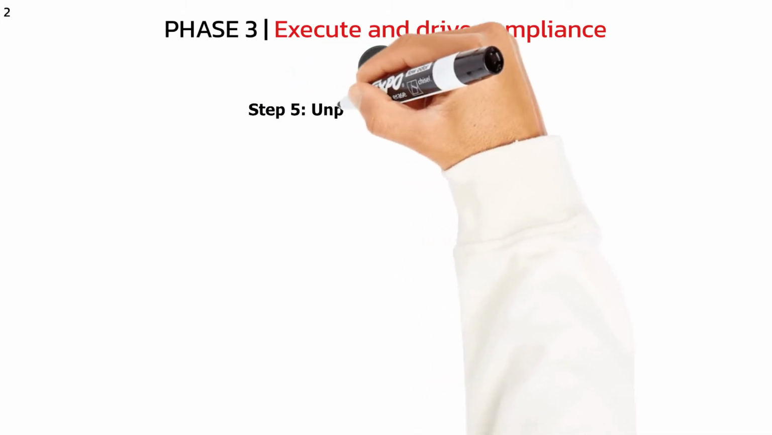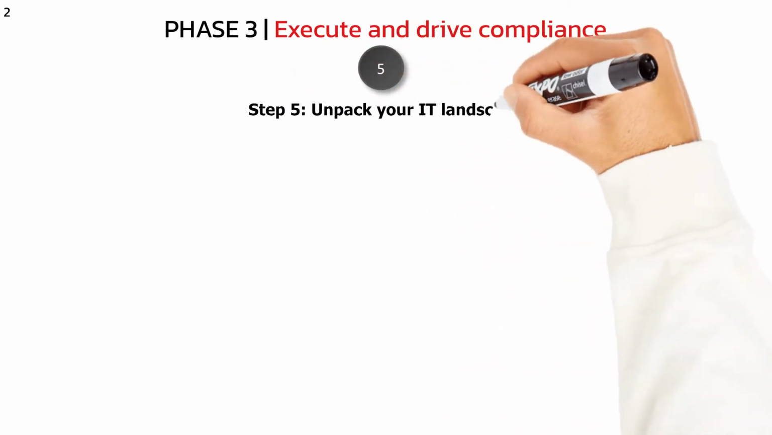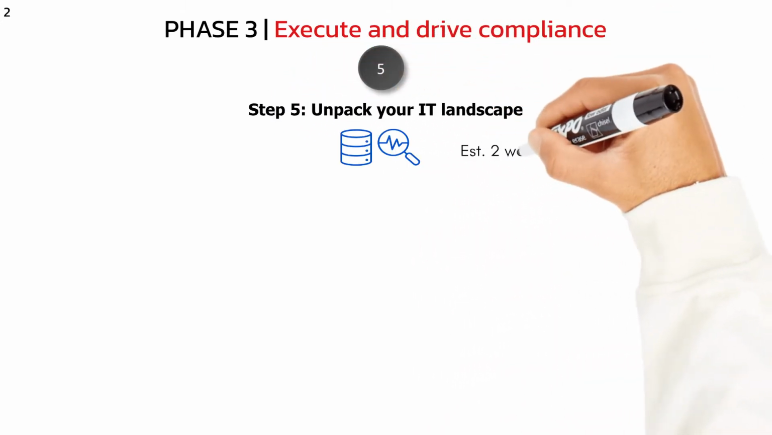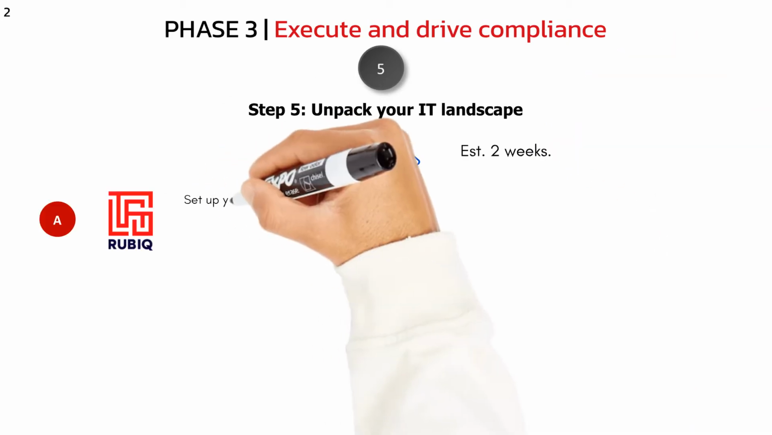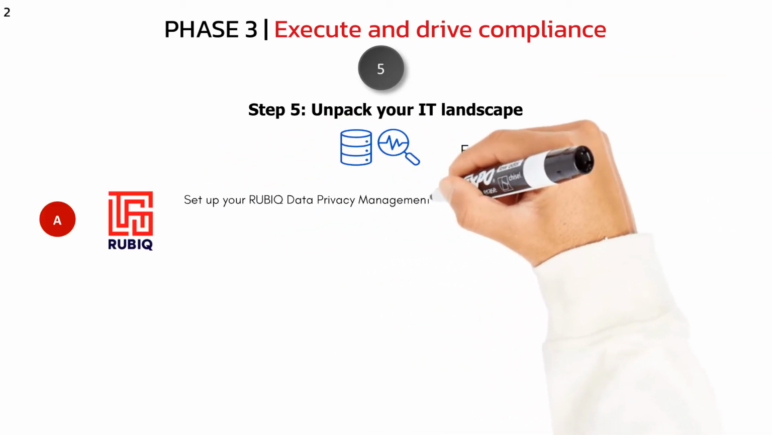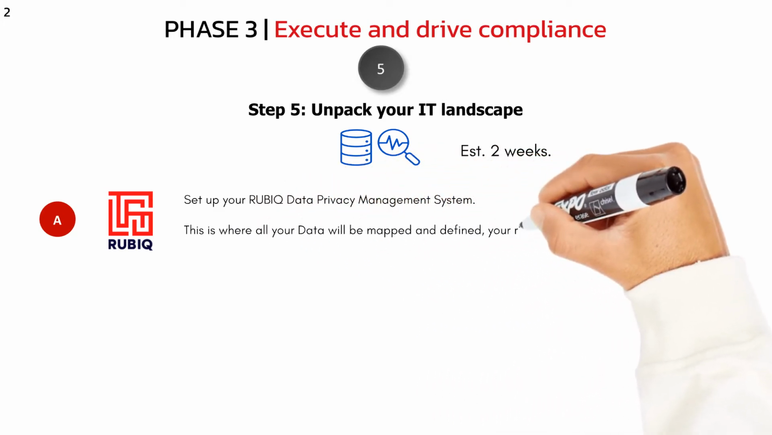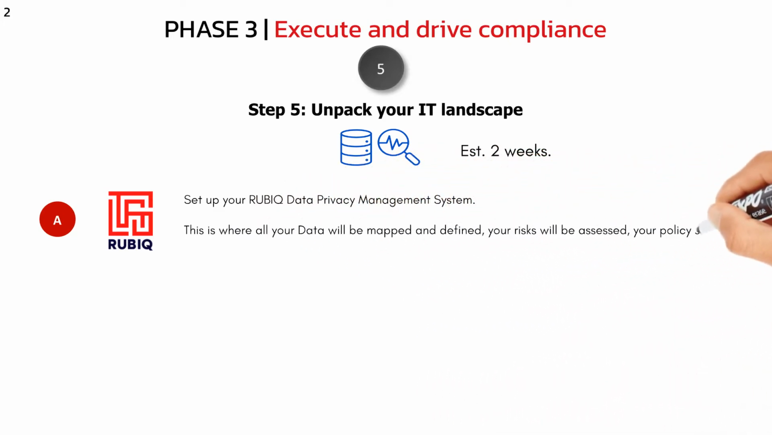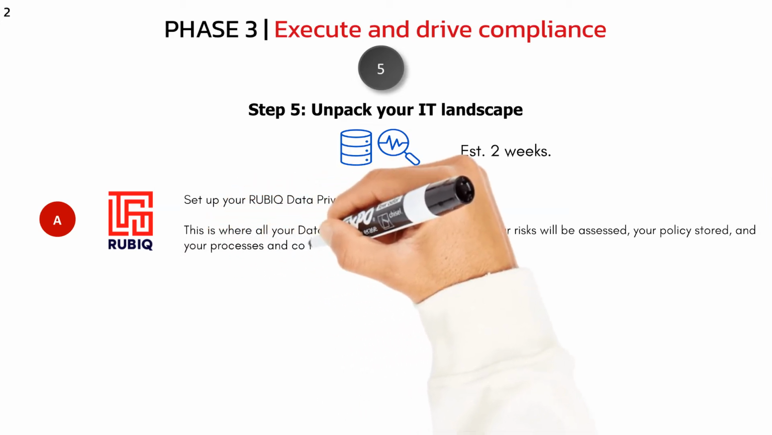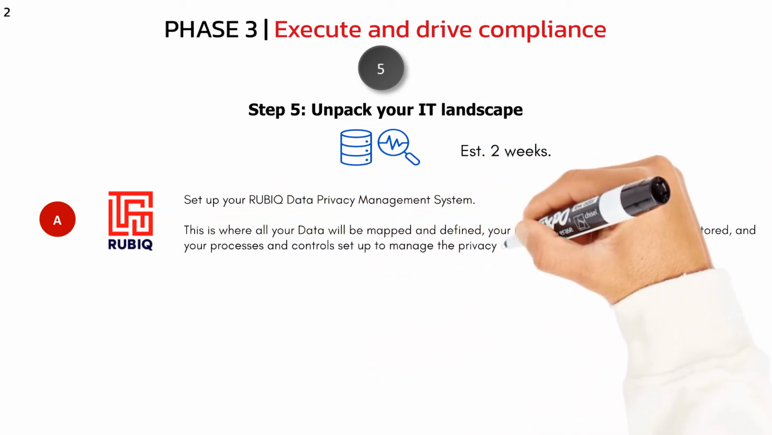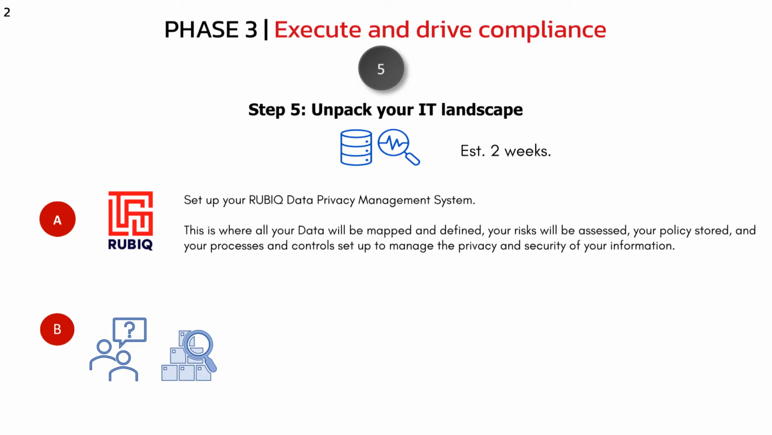Step 5, Unpack your IT landscape. Estimate 2 weeks. Set up your Ruby Queues data privacy management system. This is where all your data will be mapped and defined, your risks will be assessed, your policies stored, and your processes and controls set up to manage the privacy and security of your information.